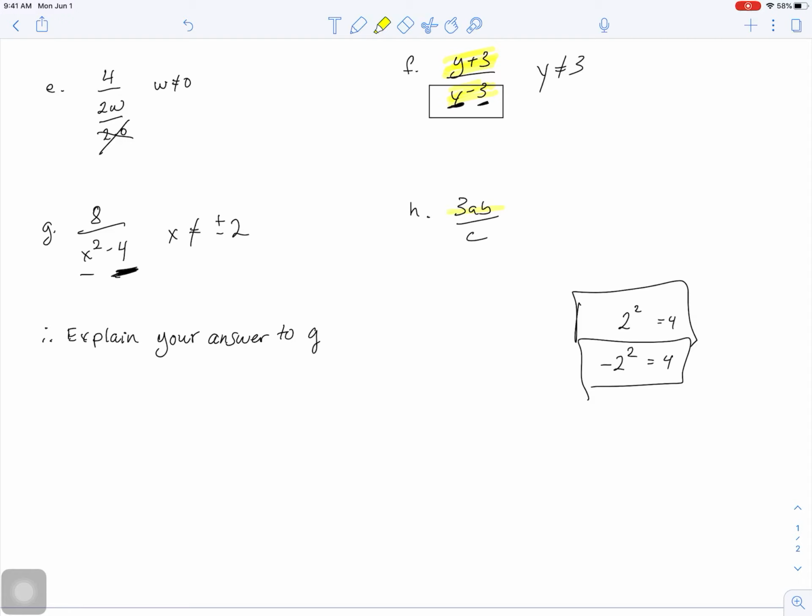Here for H, they throw all kinds of variables. They got a and b on the top, and then they got a c on the bottom. The truth is you only have to worry about the c, because we don't want the bottom to be 0. A and b can be, you can do 0 divided by 7. That's not going to hurt anything, because your answer is going to be 0. But we can't divide by 0. So c cannot equal 0.